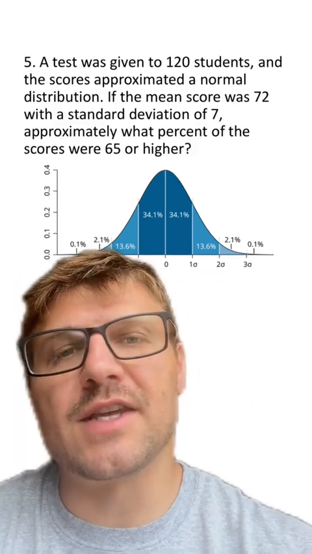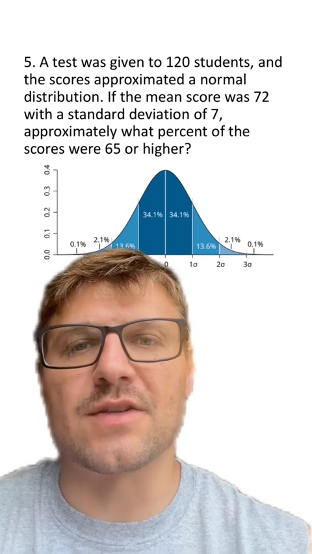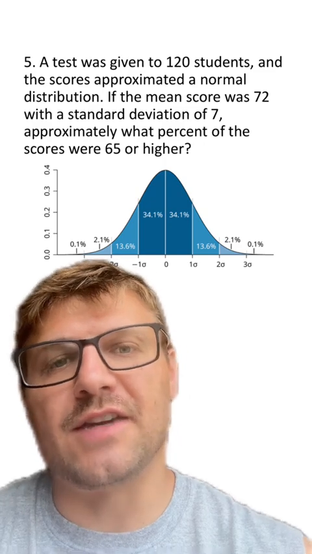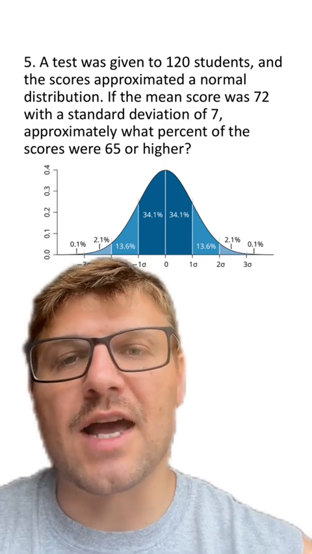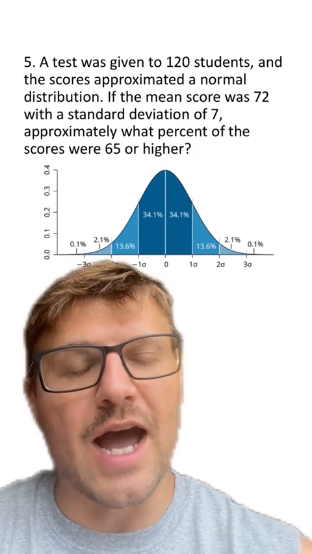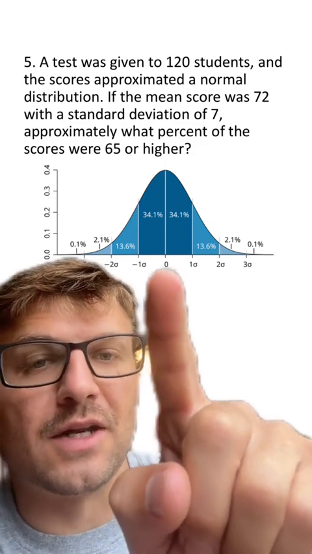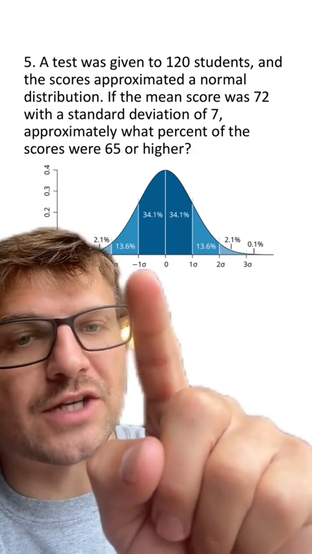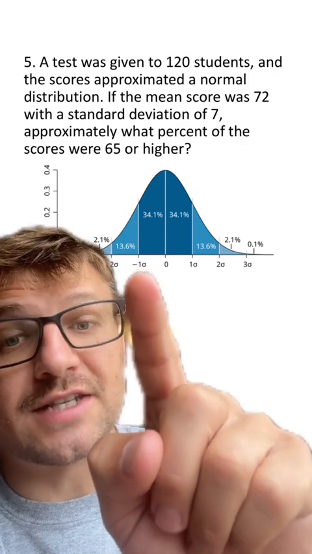Question 5. A test was given to 120 students and the scores approximated a normal distribution. If the mean score was 72 with a standard deviation of 7, approximately what percent of the scores were 65 or higher? So again, our mean here in the middle is 72. To find our first standard deviation in the negative direction, we're going to take 72 minus 7, which is 65.